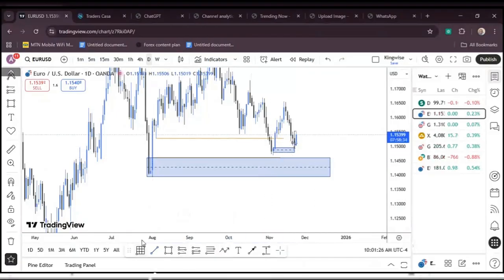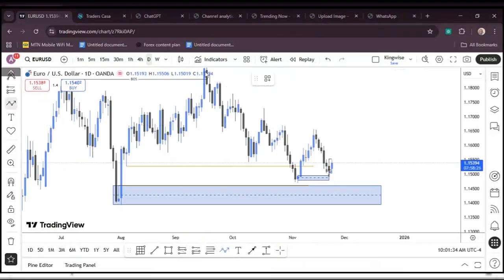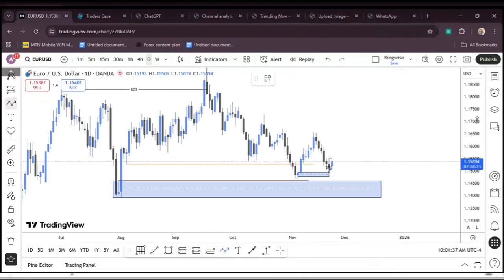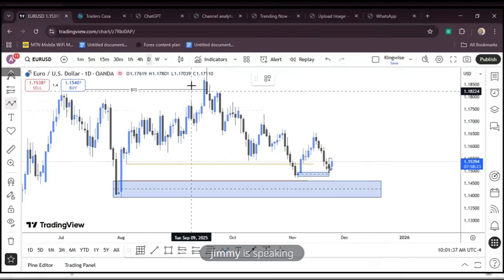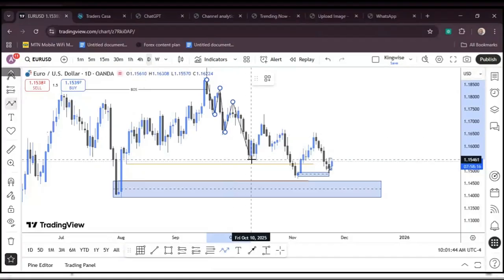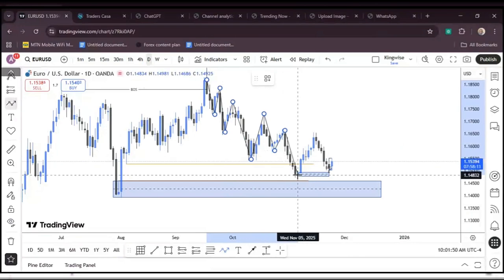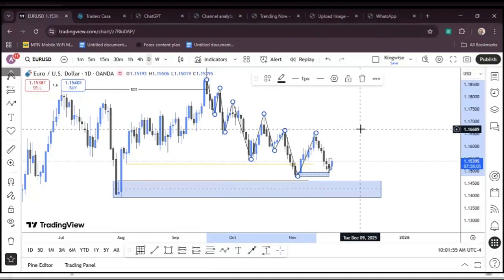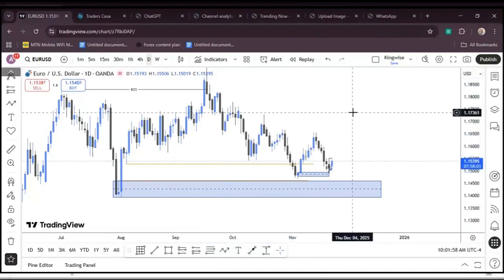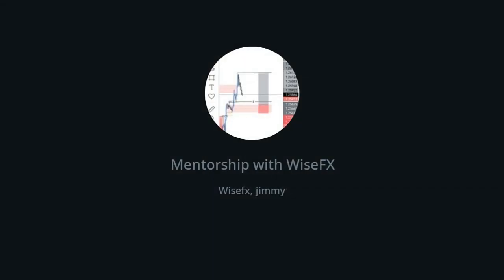So price had been giving some series of internal bearish moves after that high we saw here. Price has just been making bearish moves, but these are internal moves. And now price has tapped into this fair value gap and rejected all the way up. So we have a zone, a demand zone.